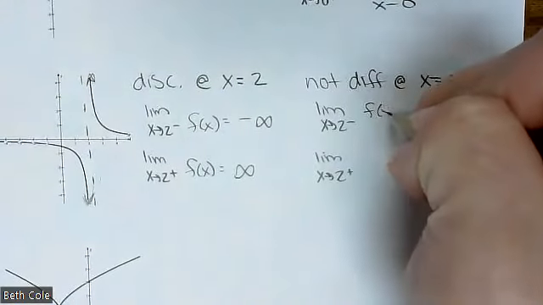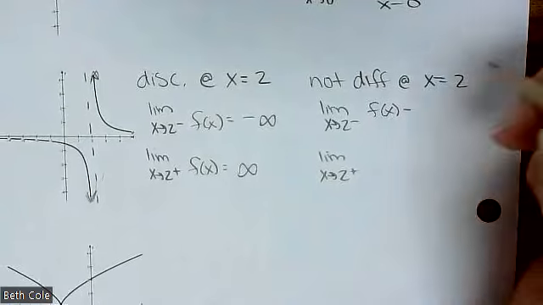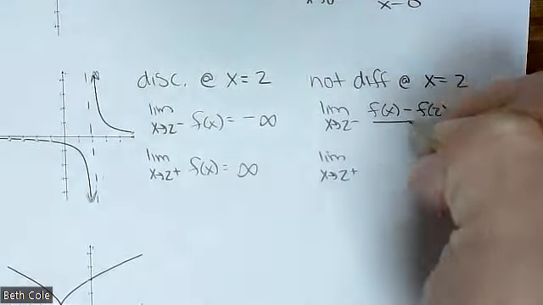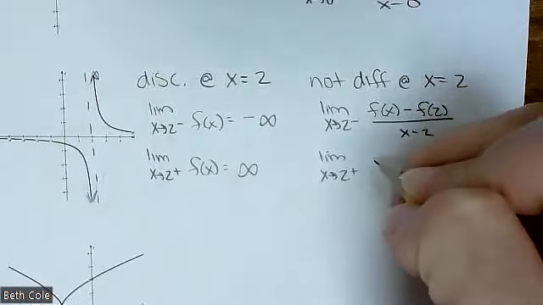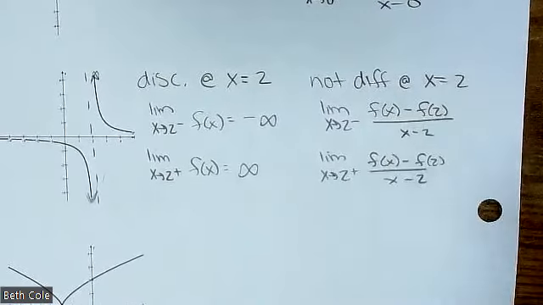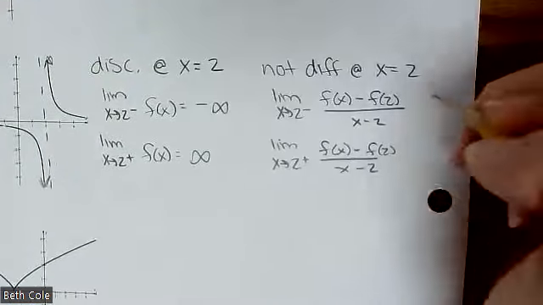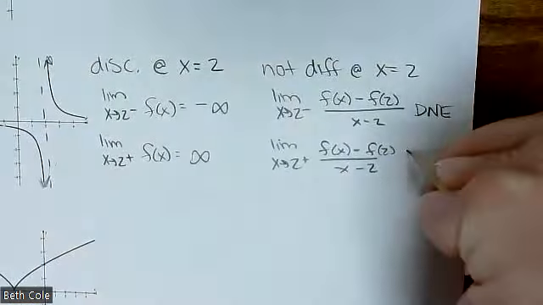But it would be f of x minus what? What would come next? F of 2, good, over x minus 2. And that's what you can put for both of them. And if you feel like you're writing the same thing over and over again, yeah, sometimes mathematics is like that. And these don't exist because there's an asymptote there. You can't get a derivative there.